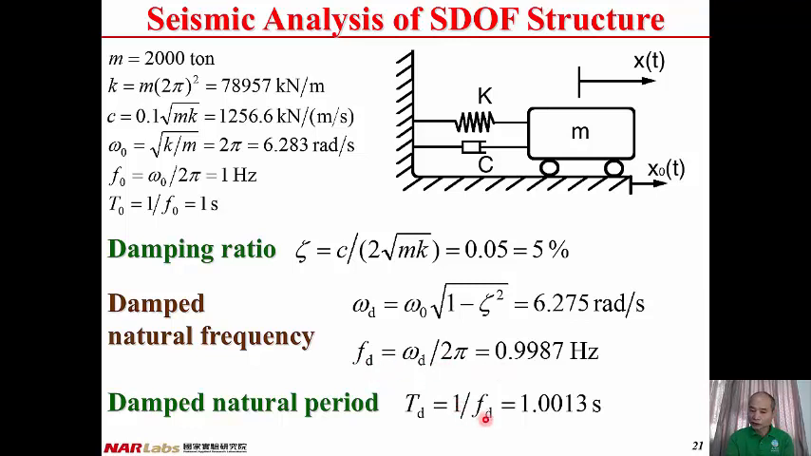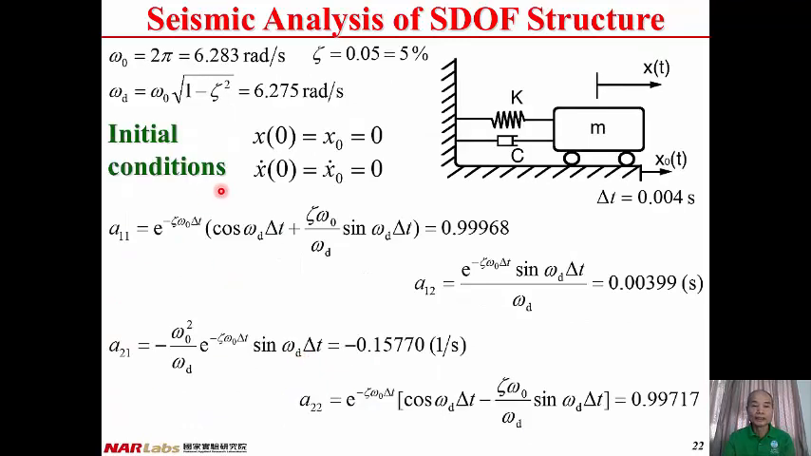From the damped natural frequency, we take the reciprocal of Fd, we can have the damped natural period Td equal to 1.0013 seconds. It's very close to 1 second. The initial conditions are given. Initial displacement x of 0 equal to x0 equal to 0. The initial velocity x dot of 0 equal to x0 dot equal to 0. And the sampling period of the ground acceleration equal to 0.004 seconds.